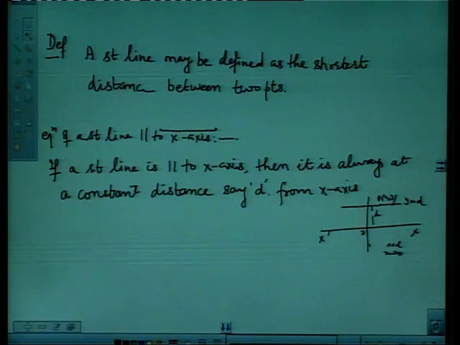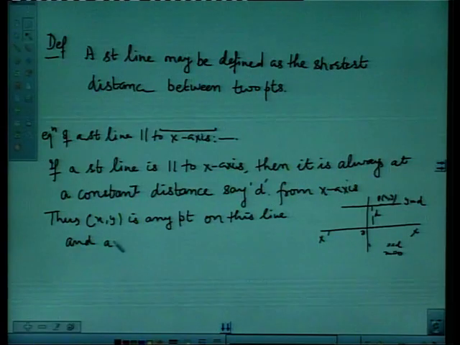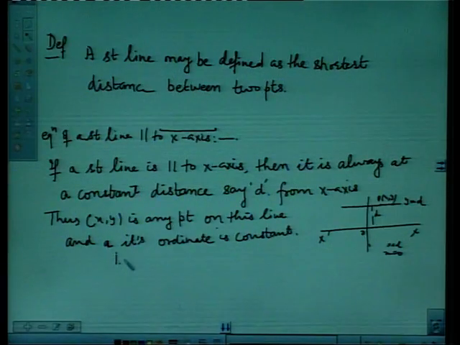Thus we write, (x, y) is any point on this line and its ordinate is constant, that is y equal to d.